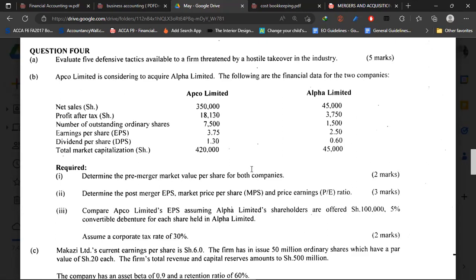Determine the pre-merger market value per share for both companies. Number 2, determine the post-merger EPS, market price per share, and price earnings ratio. Number 3, compare APCO Limited's EPS, assuming Alpha Limited's shareholders are offered 100,000 shillings, 5% convertible debentures for each share held in Alpha Limited. Assume a corporation tax of 30%.